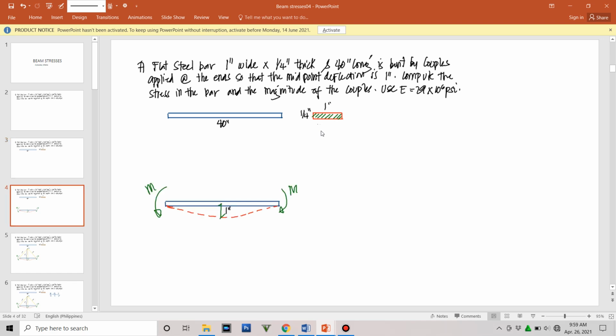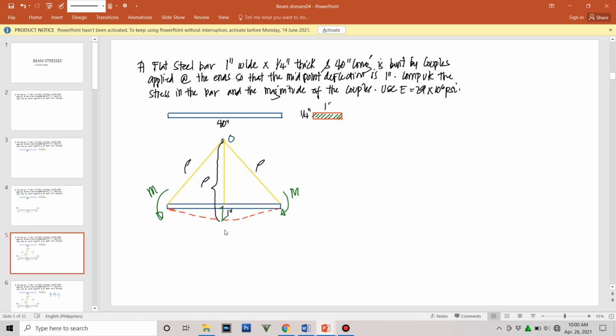So the force couple is applied. Say we denote that by M. It is applied at both far ends of this flat steel bar, and it will have a symmetric elastic behavior wherein the maximum deformation is at the center or at the centroid, equivalent to 1 inch. So that is the condition in the problem.